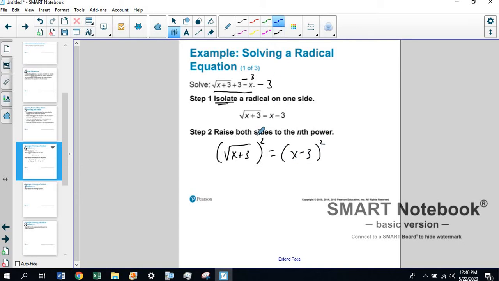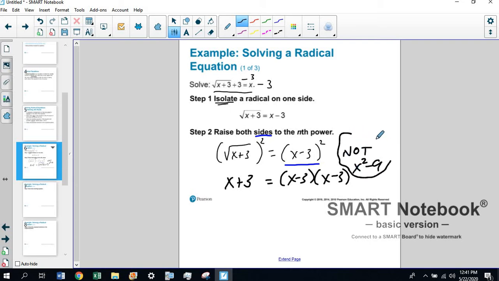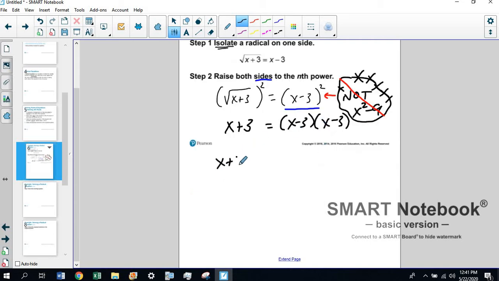Notice this is both sides, right? So it's not x squared plus 3 squared, it's x minus 3 all squared. And remember what that means. Over here, the square root squared is just x plus 3. The square root's gone. Over here, though, what does this mean? This means x minus 3 times x minus 3. It is not x squared minus 9. That is not it. No, no. That is not x squared minus 9. And so if we go on past this now, we need to FOIL this out. And so we get x plus 3 equals x squared minus 3x minus another 3x plus 9. See, that's how we get this.